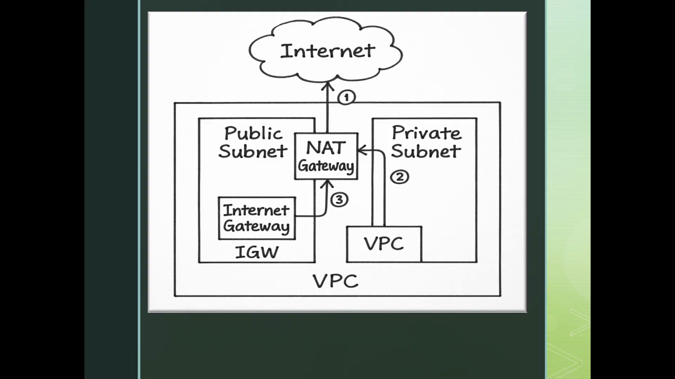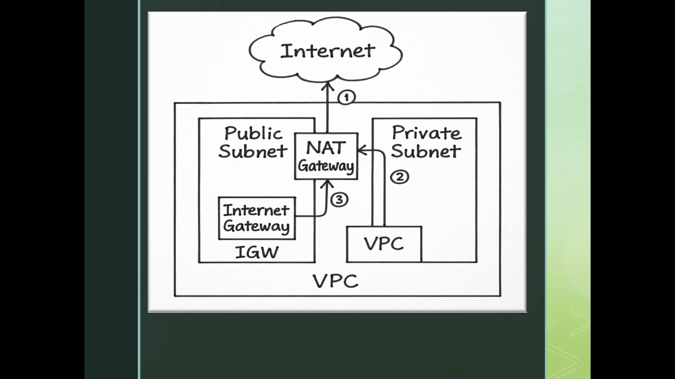Next, the response comes back securely. When the internet responds, the response comes back to the NAT gateway's public IP. NAT translates it back to the private IP of the instance. Finally, the traffic flows back to the private server. The important point here is that the internet can never initiate a connection to the private subnet. It can only respond to an already initiated request that is allowed. So this keeps the private subnet fully secure.